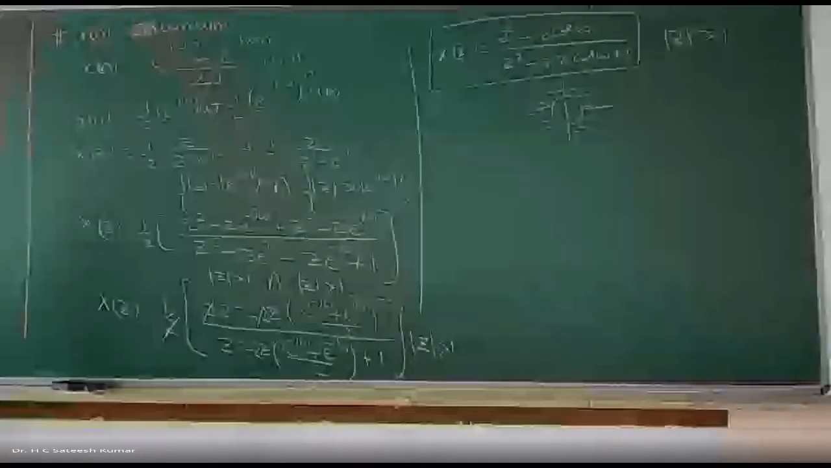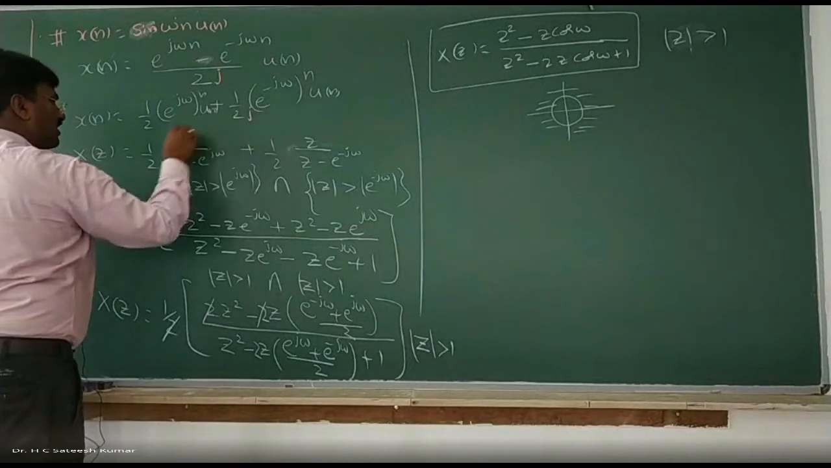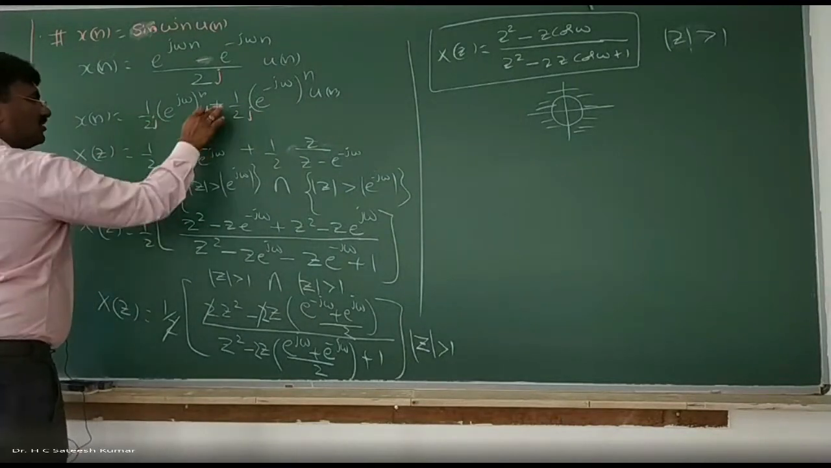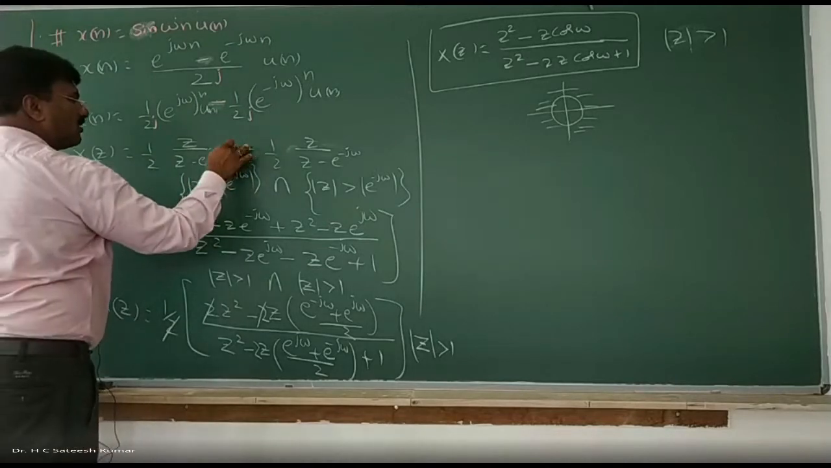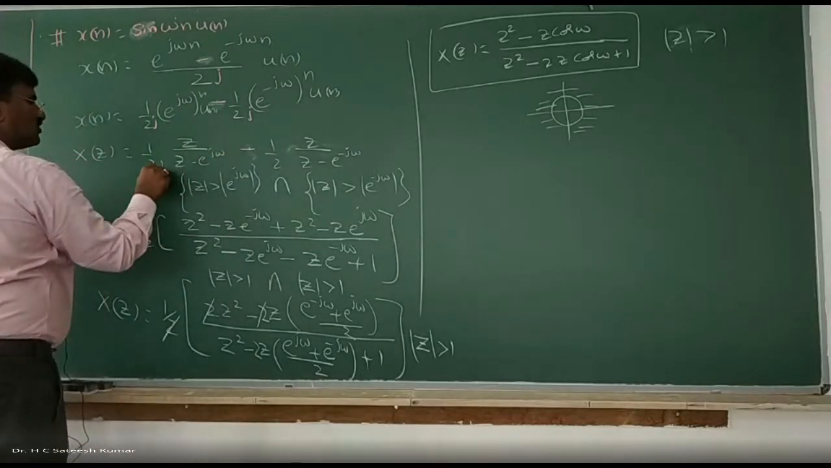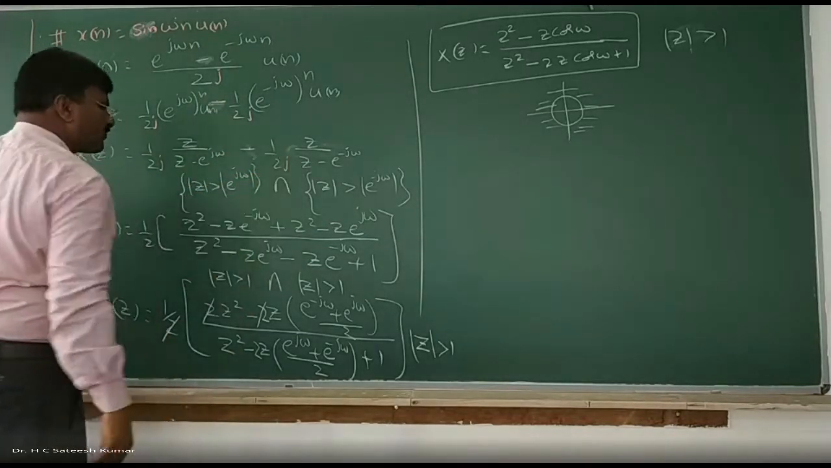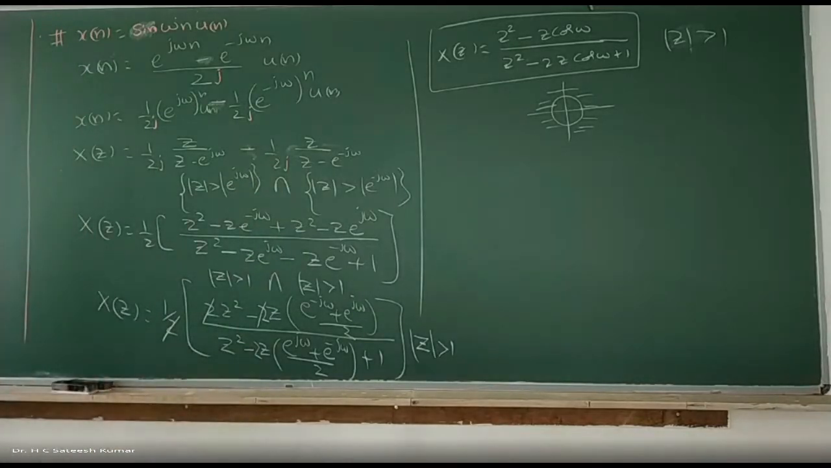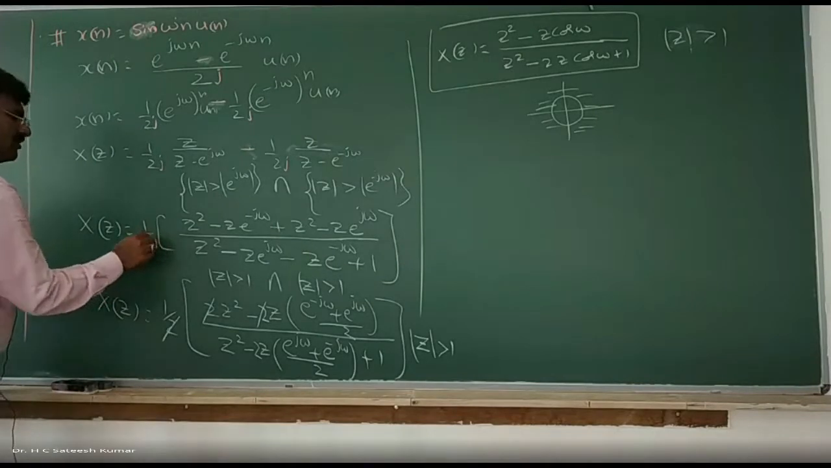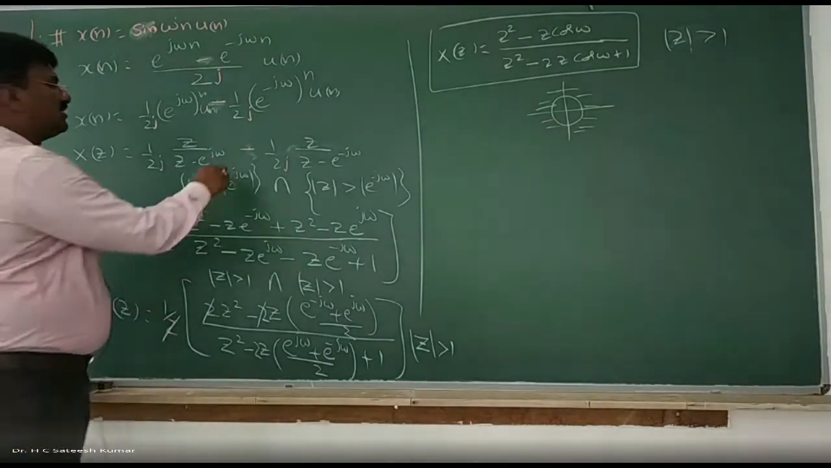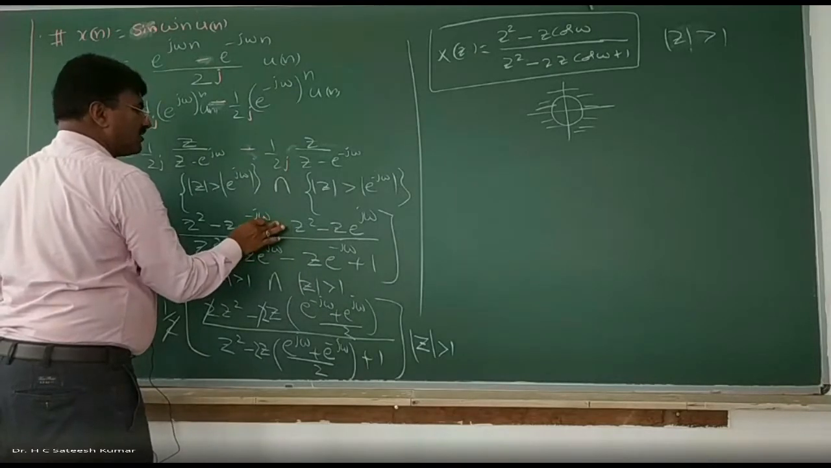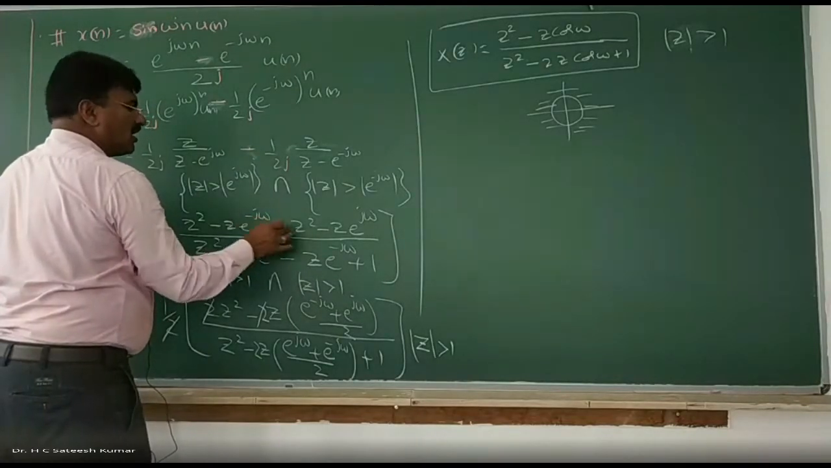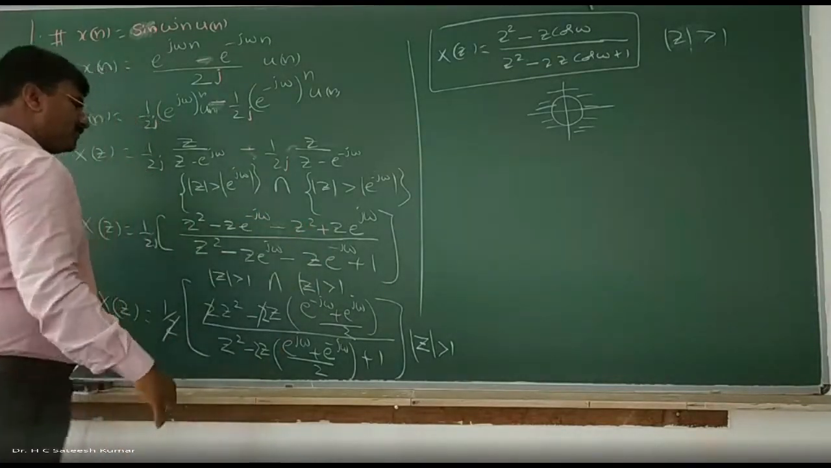Then what will you get? Take 1 by 2j common. This sign will become minus, this also will become minus sign. And this is 2j, this is 2j, and the rest of the things remain the same. And what will you get? 1 by 2j you take common. And since this is minus sign, therefore this will become minus, and this will become plus.